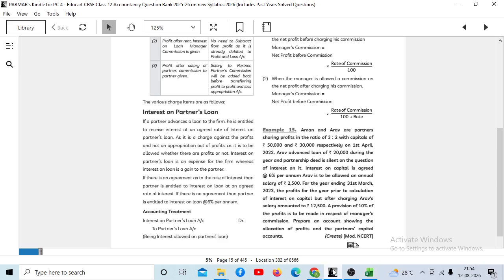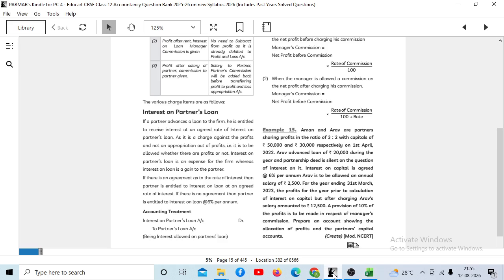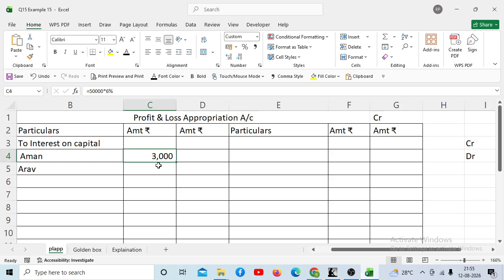Now, how much capital are they telling? Percentage is 6%, right? So what is the capital of Aman? 50,000. On 50,000, 6% will be how much? 3,000. Then the second partner's capital is 30,000. On 30,000, 6% will be how much? 1,800. What will be the total?